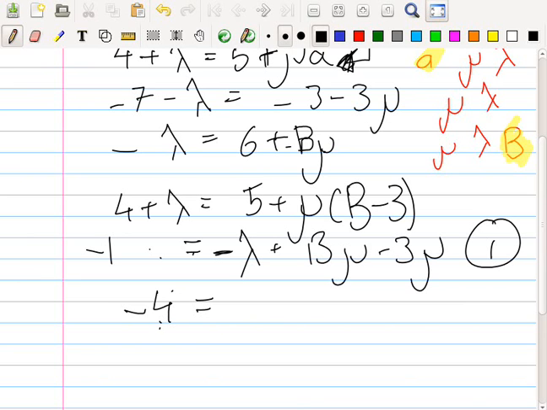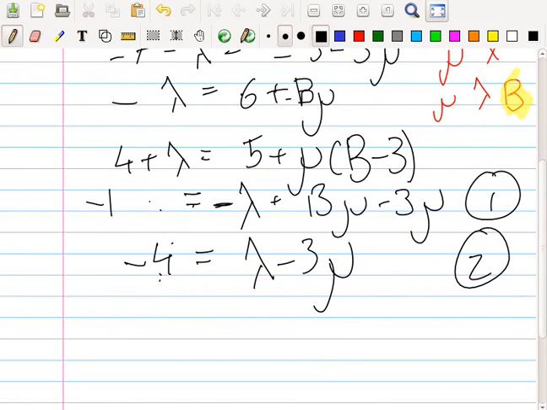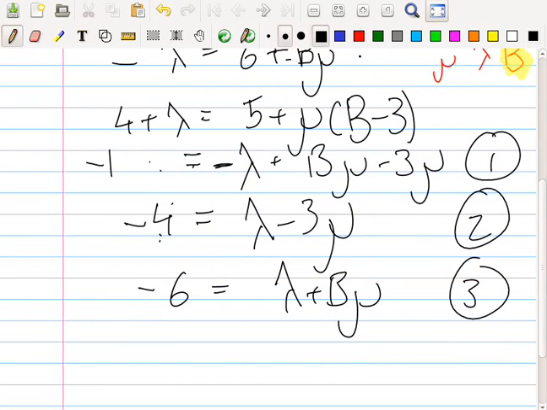Yes. I take the lambda over to the right. Lambda minus 3 mu. That's my equation 2. And all I'll do with number 3 is I'll take the 6 over. So minus 6 equals lambda plus b mu. That's number 3. Okay, and then what we do is we begin again. We recap. So first equation was I got? It's got a lambda, a b, a mu. Yeah? And then this one here, lambda and mu. And this one here, lambda, mu, and b.